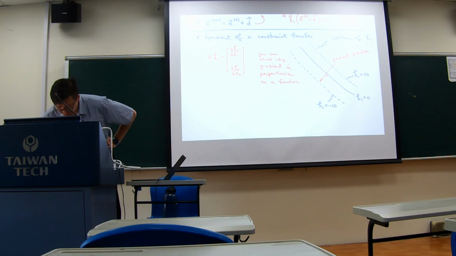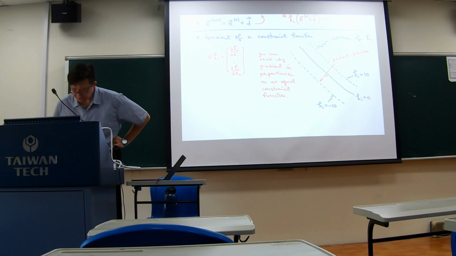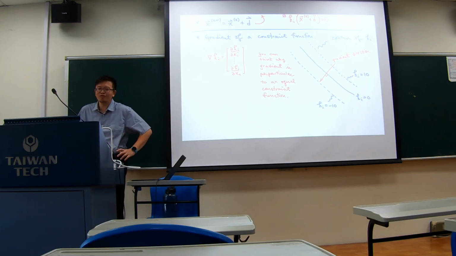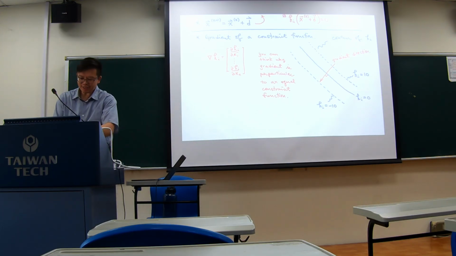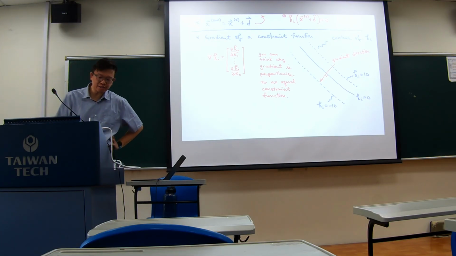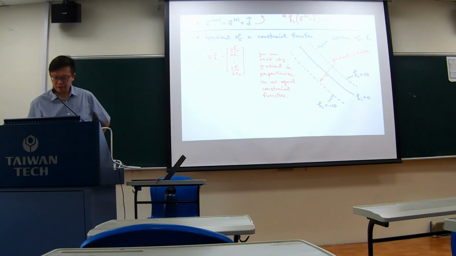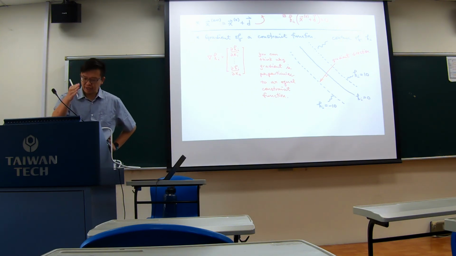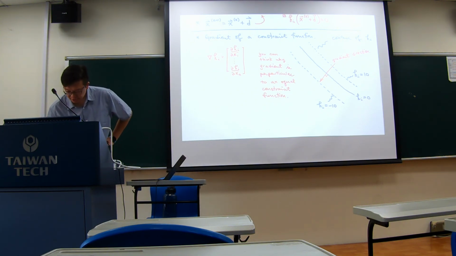Function or equality constraint. Okay, so I plan not to prove it. It's basically perpendicular. Okay, so keep in mind the gradient of h is perpendicular to this solid curve.